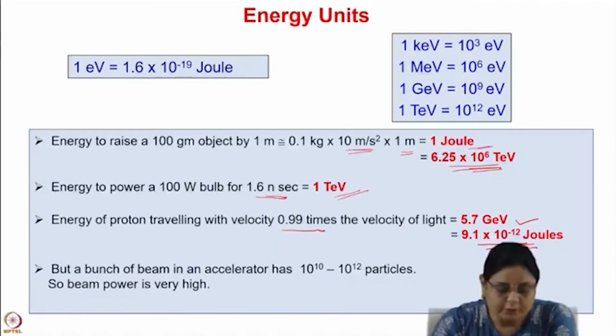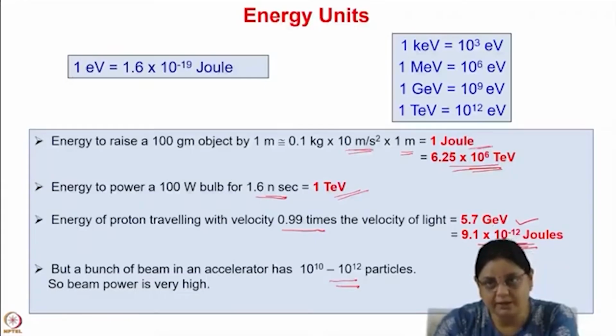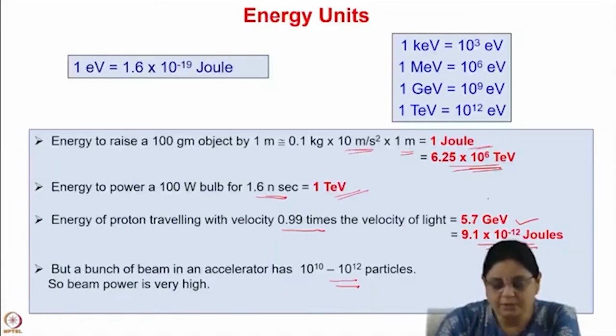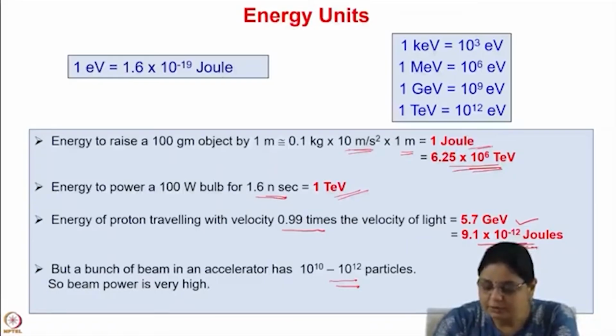However, when we are talking of a beam, the bunch of a beam in an accelerator has a large number of particles, of the order of 10 to the power of 10 to 10 to the power of 12. So total beam power is very high. Here the velocities to which we are accelerating are very high. However, the mass of the charged particles is quite low as compared to objects in our daily life. So that is why their energies may appear smaller compared to what we use in daily life. Joule is too big a number to denote the energies of these particles. Hence, we use electron volt here.